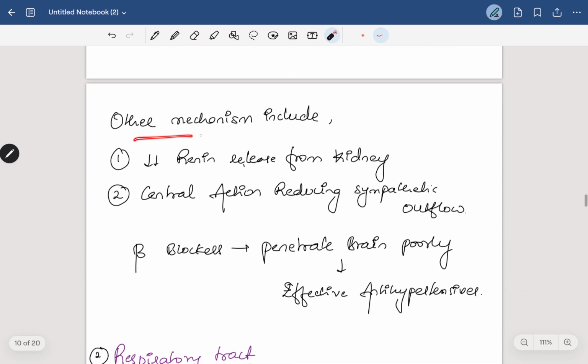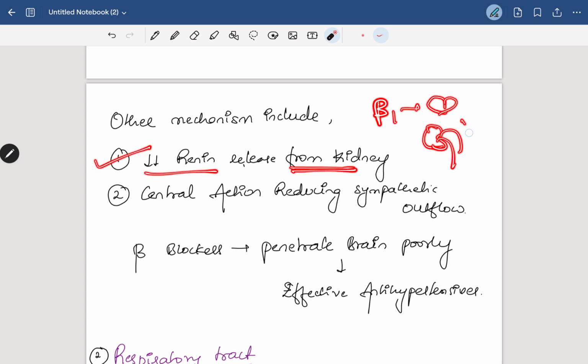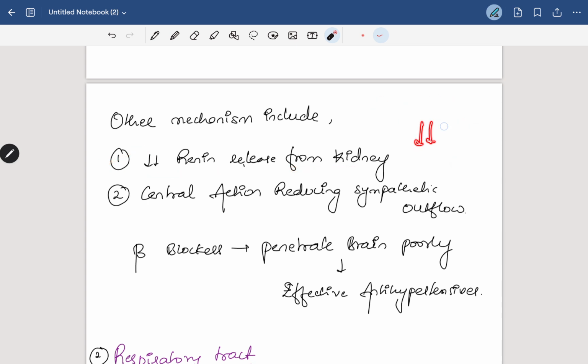Other mechanisms include decrease in renin release from the kidney. See, I told you beta 1 receptor was present on heart as well as on kidney. So this is not happening here. So there's decrease in renin. Renin release is decreased. If you increase renin, what used to happen? There used to be increase in blood pressure. Now renin is decreased, so BP is also decreased. This is one of the reasons for antihypertensive actions.